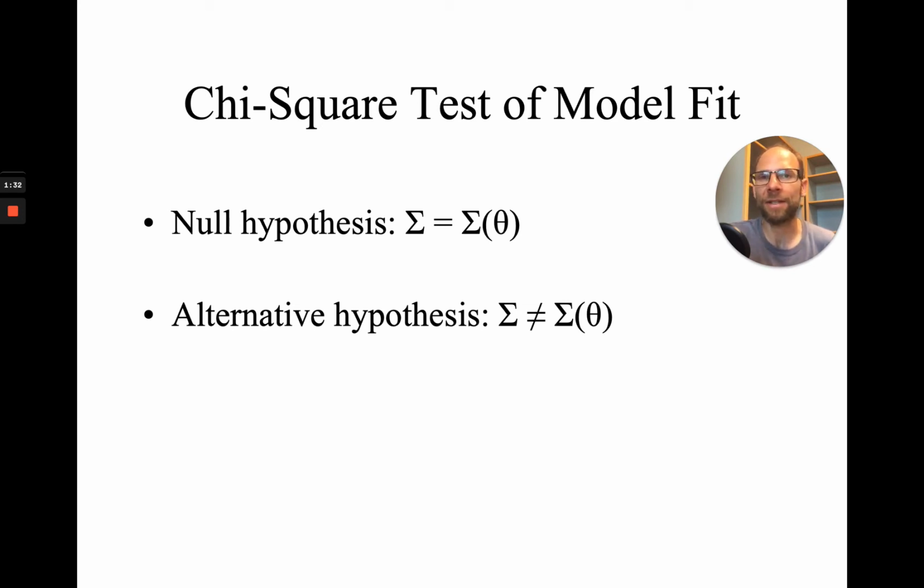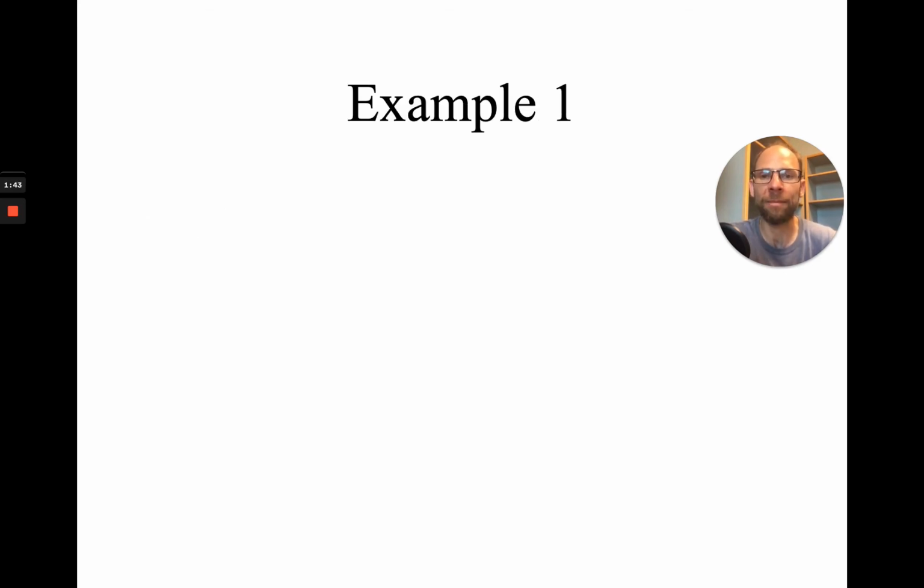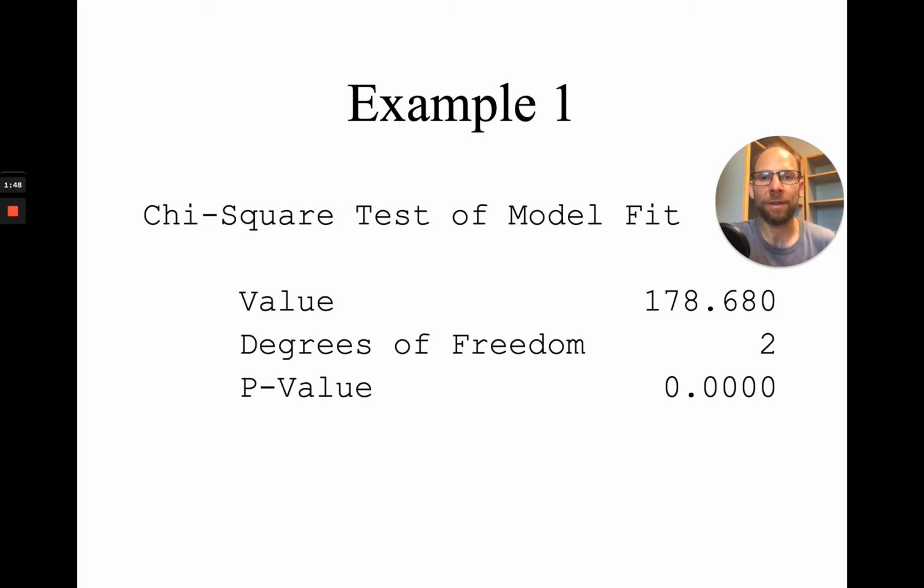So this has consequences for the interpretation of the p-value that you get for this chi-square test, and many people are often confused about this. So let's take a look at two examples here. In the first example, which I took out of an Mplus output file for a simple confirmatory factor model, and it would look the same for a path analysis model or a structural equation model, you can see that we get a chi-square value of 178.68 for our empirical data and the model, and the degrees of freedom here are 2. The p-value is 0.0000, so basically 0, very small.